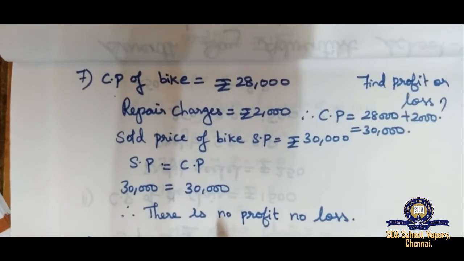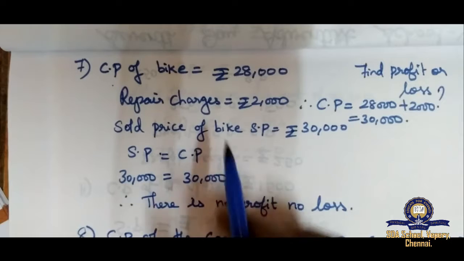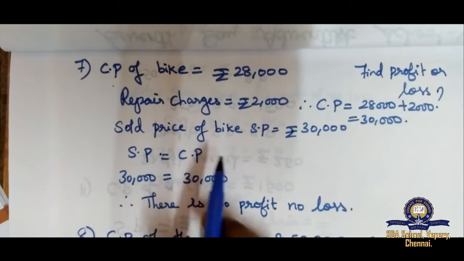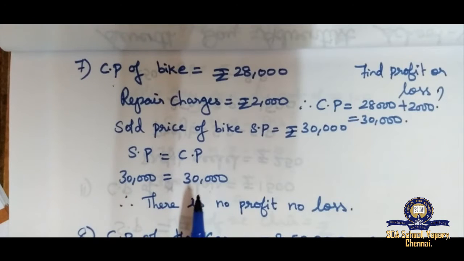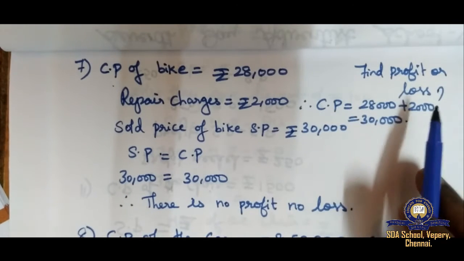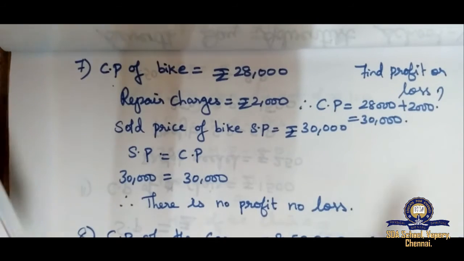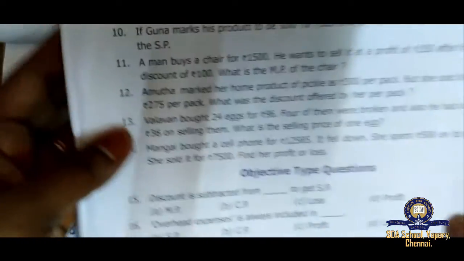By explaining the question itself, you would have understood. I have written how to write it and I am showing you the procedure. Selling price is equal to cost price. 30,000 is equal to 30,000. Therefore there is no profit, no loss. They are asking profit or loss, so we have to say there is no profit, no loss. Next, eighth question.